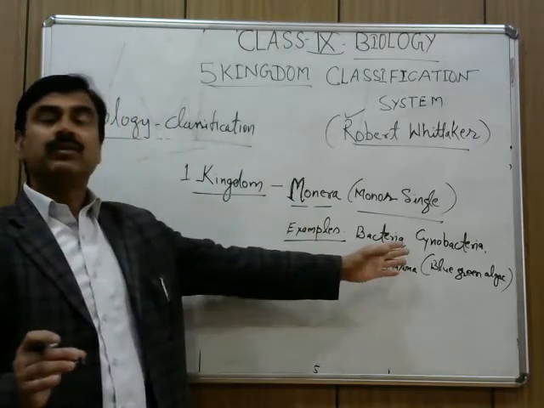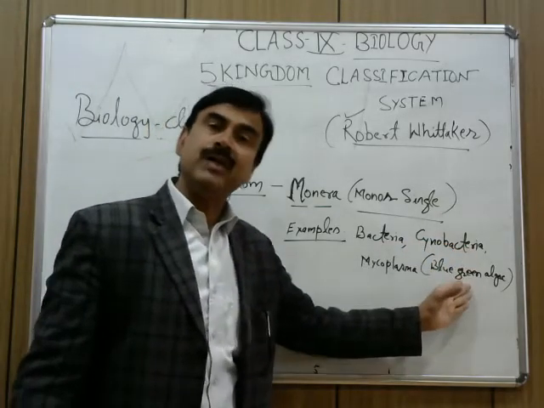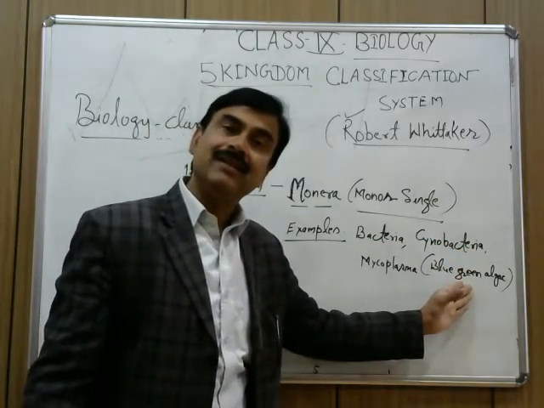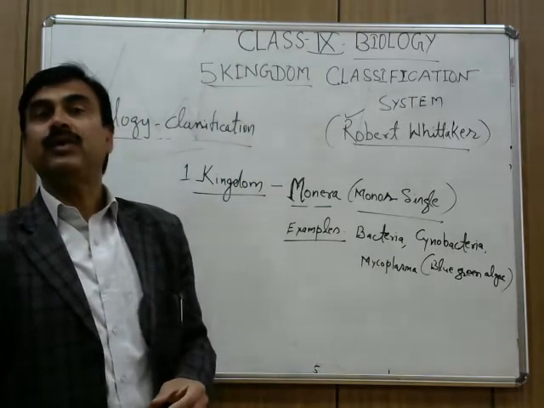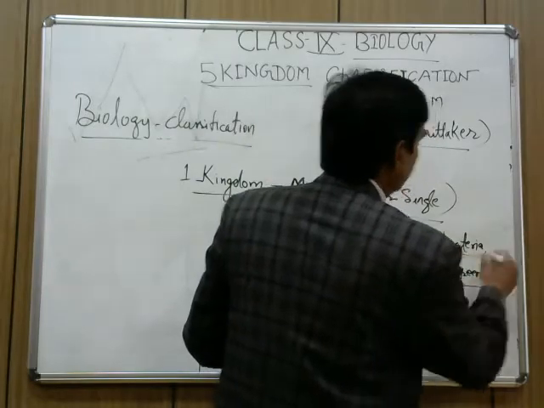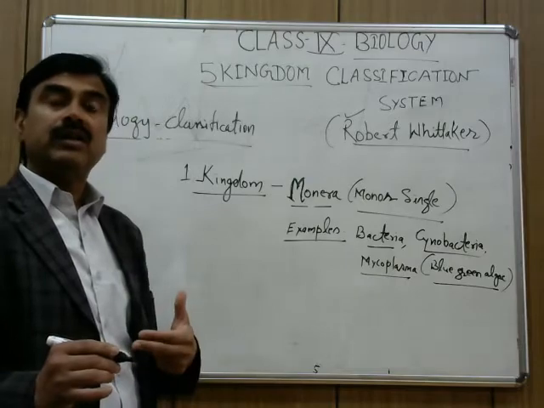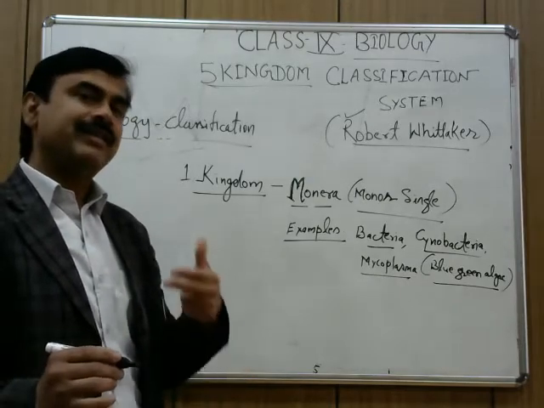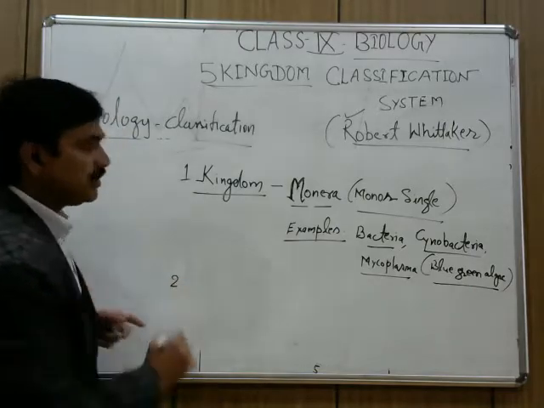In this, what are the examples? Bacteria, cyanobacteria, which is also called blue-green algae, and mycoplasma, PPLO, pleuropneumonia-like organisms. You must remember 2-3 examples: diatoms, dinoflagellates, etcetera. So moving to the next, kingdom number 2.